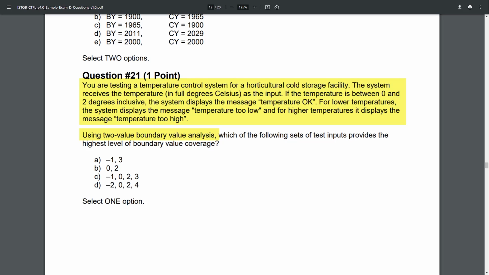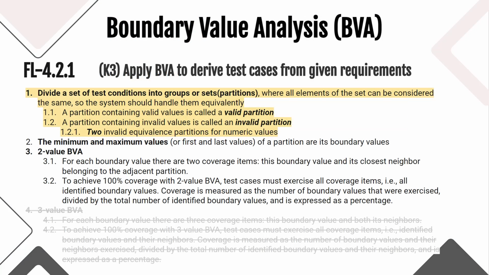Unlike equivalence partitioning, BVA questions rarely contain relevant information. For the most part, this is purely information about the variable and whether we should use 2-value BVA or 3-value BVA. So in our case, we cross out everything related to the 3-value BVA, and we start with the first step of defining equivalence partitions. This time, everything is easier.